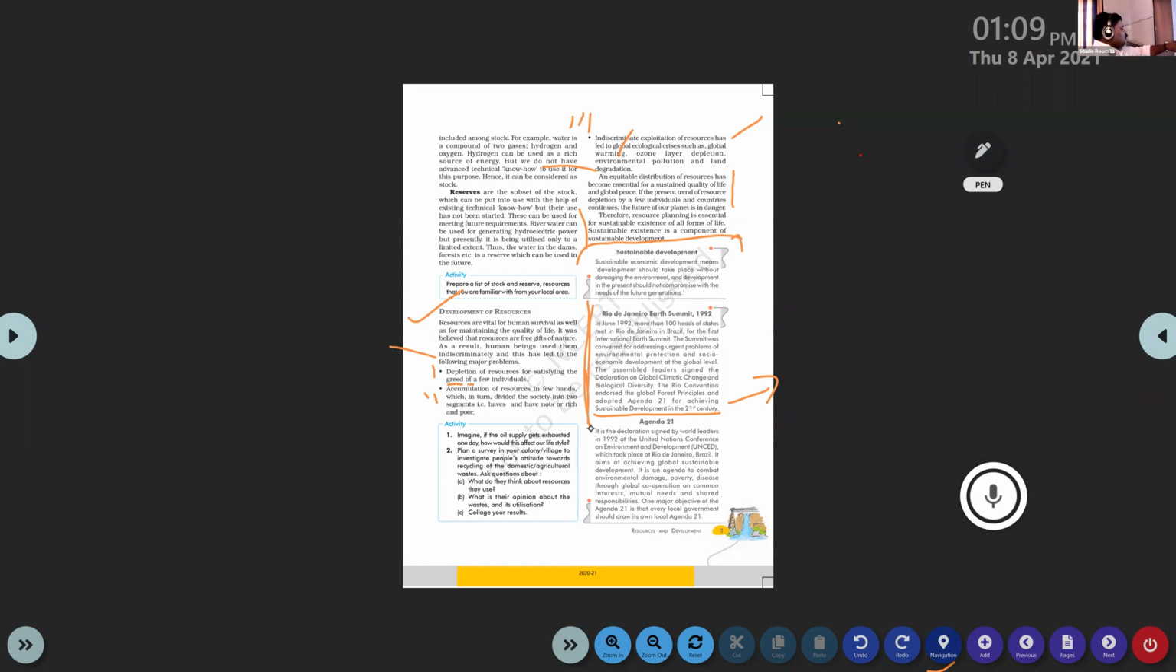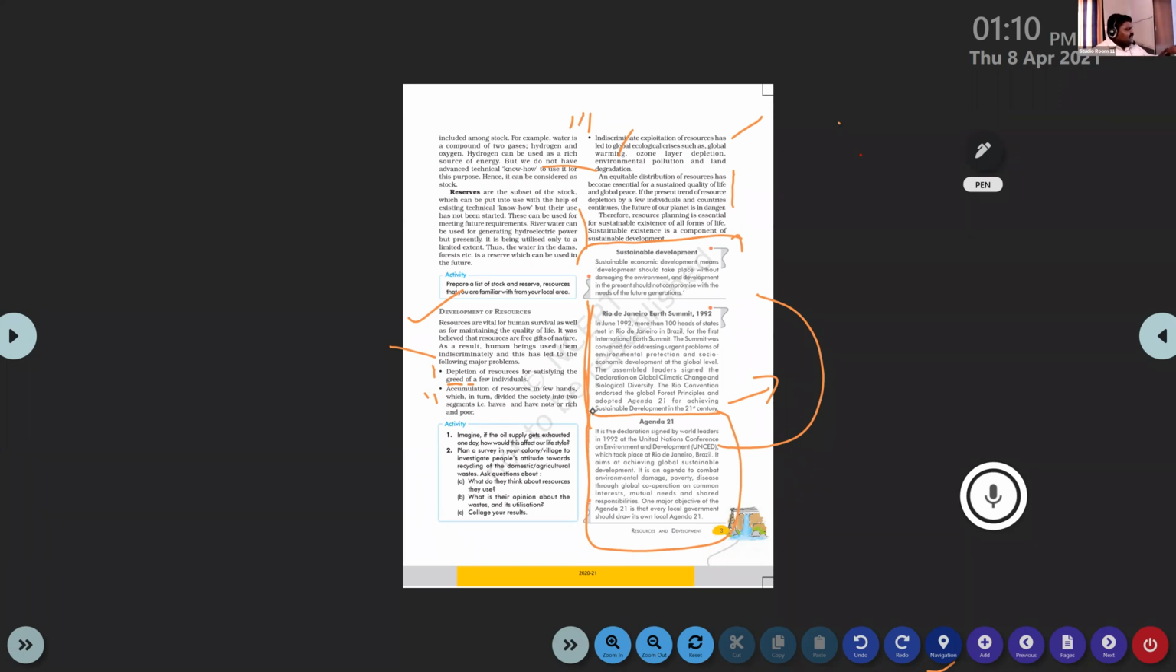Okay, then we will go to the next topic, Agenda 21. Write the question: write a short note on Agenda 21. We know what it is. It is a declaration signed by the world leaders in 1992 at the United Nations Conference on Environment and Development, UNCED. That conference is termed as the UNCED Conference of 1992, which took place at Rio de Janeiro, Brazil. It aims at achieving global sustainable development.